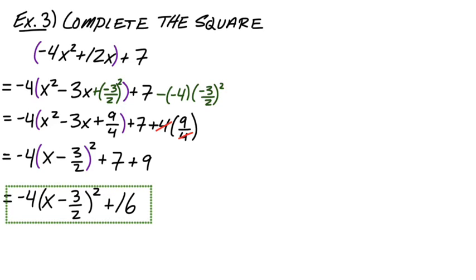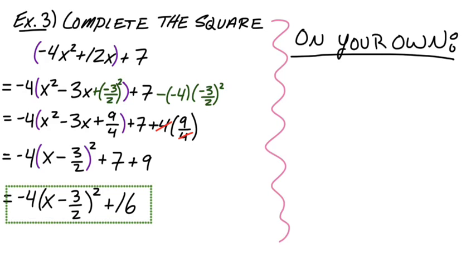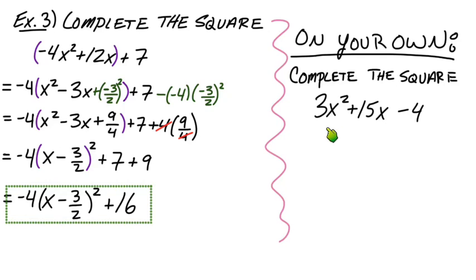Okay, so that's it for these examples, but to receive credit for these notes, I want you to do one on your own. So I'm going to give you one here to complete the square. 3x squared plus 15x minus 4. And I want you to do this on your own. I'm going to check tomorrow to make sure you've got it, and that's what I'm going to need to see for you to get credit for the notes.